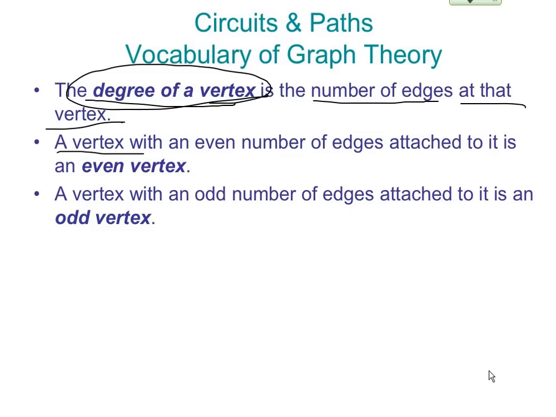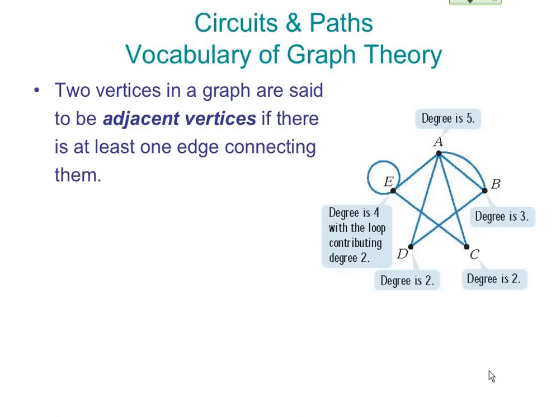A vertex with an even number of edges is called an even vertex. An odd number of edges is called an odd vertex. Two vertices are said to be adjacent vertices if there is at least one edge, doesn't matter how many, could be 15 edges connecting them.